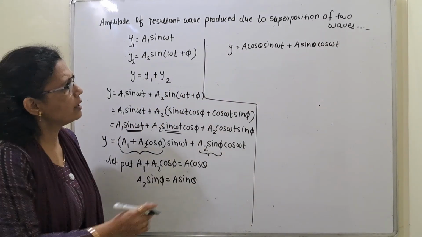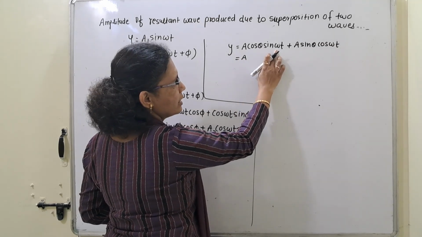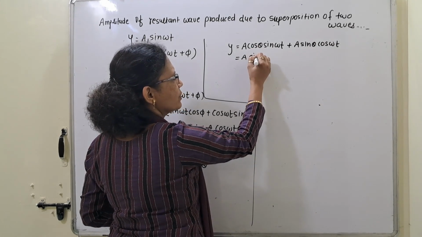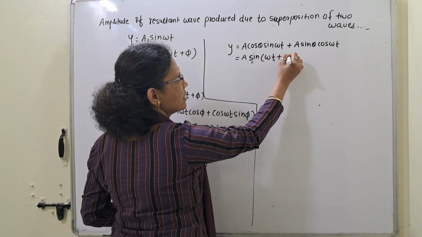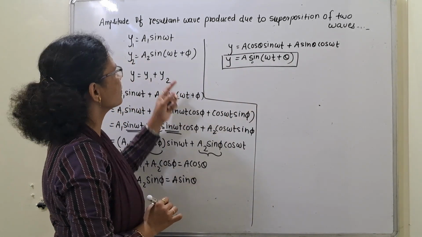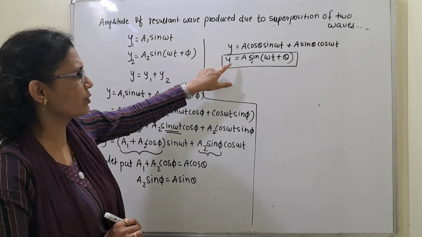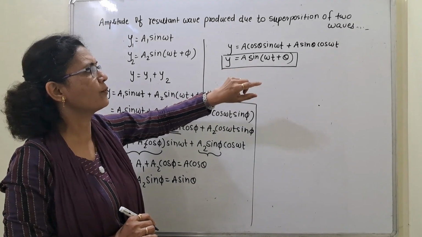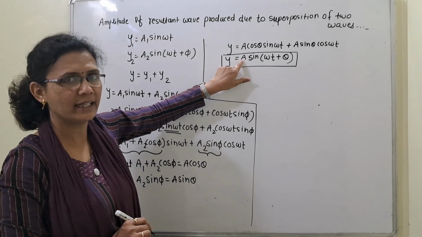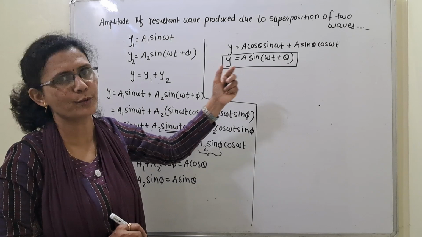Here, cos omega t. Then what is this? There is a common A, and cos theta sine omega t plus sine theta cos omega t means it is nothing but sine of omega t plus theta. This is the expression for the wave. But we have to find out the amplitude of the resultant wave. This is the expression for the resultant wave of superposition of two waves. But we don't know the value of A here, the resultant amplitude, that is the amplitude of the resultant wave of superposition of two waves.